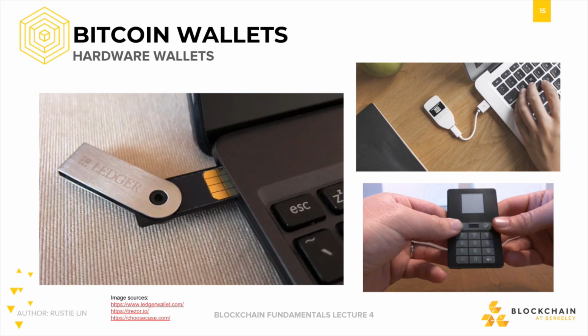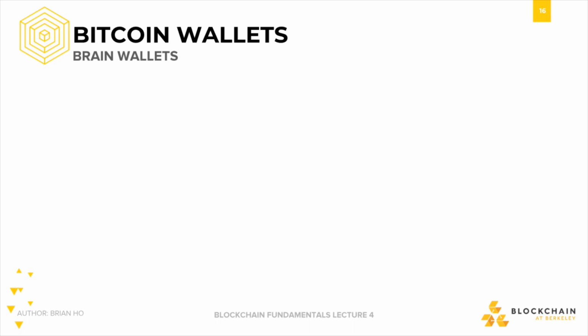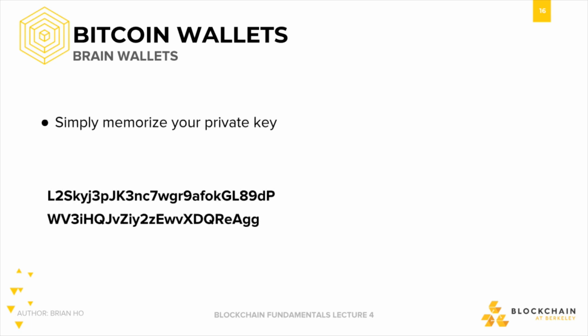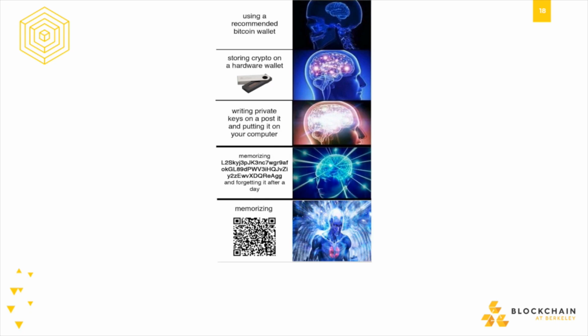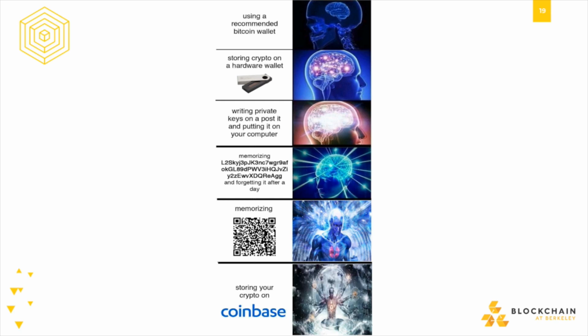And so the idea, this is where brain wallets really come in. One thing that you can do is simply memorize this private key and store it in your mind somewhere. I just made a meme out of it. You can use a recommended Bitcoin wallet, or a hardware wallet, or a paper wallet and just write it down somewhere, or you can memorize that string, or the QR code associated with that private key, or you can just store everything on Coinbase.